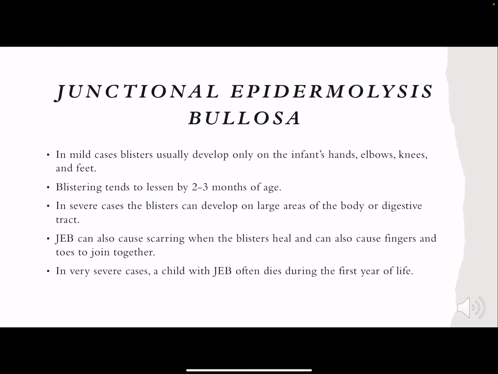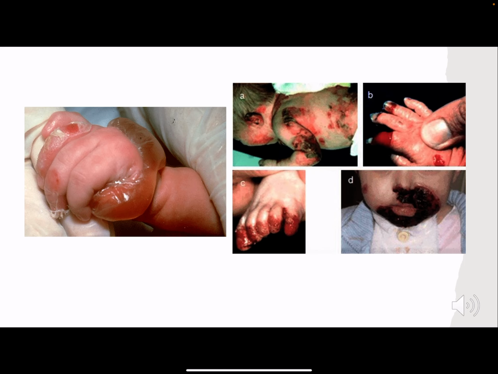Next, we have junctional epidermolysis bullosa. In mild cases, blisters usually develop only on the infant's hands, elbows, knees, and feet. Blistering tends to lessen by 2 to 3 months of age. In severe cases, though, the blisters can develop on large areas of the body or digestive tract. And JEB can also cause scarring when the blisters heal and also cause the fingers and toes to fuse together. And in very serious cases, a child with JEB often dies within the first year of life. Here are some pictures of JEB.